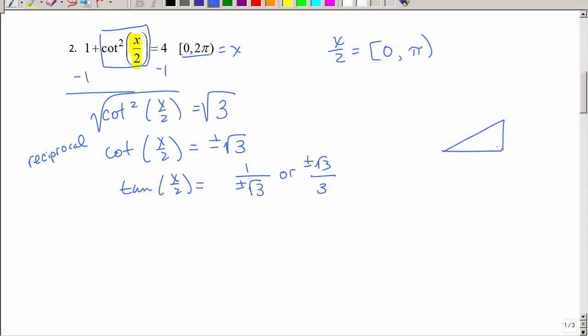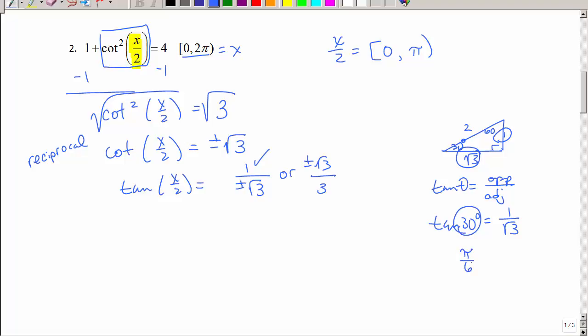I think about my 30, 60, 90 triangle, and I know that the tangent of theta is defined to be opposite over adjacent, and I look at my angles and I go, well, if I pick 30 degrees, I have 1 over the square root of 3, which is that. So I know that the tangent of 30 degrees is 1 over the square root of 3. I also know that 30 degrees in radians is pi over 6. So lots of things to think about. Right, so again, we're solving for x over 2. So I'm taking the inverse tangent of 1 over plus or minus the square root of 3.